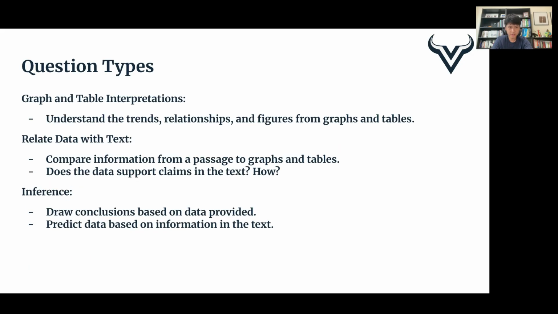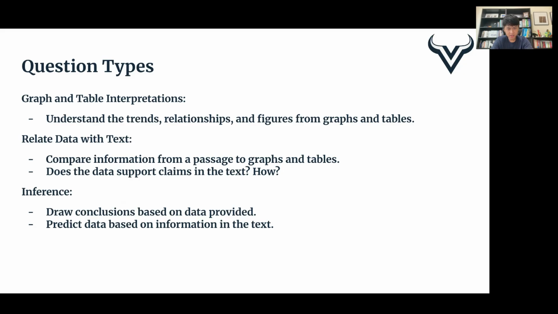Question types. These are some of the common question types that you'll encounter in science and database questions. Graph and table interpretations, perhaps the most important one. This requires you to understand the trends, relationships, and figures from graphs and tables. You also need to know how to relate data with text. This involves comparing information from a passage to the graphs and tables that support it. Also, you need to understand, does the data support claims in the text and how it does?